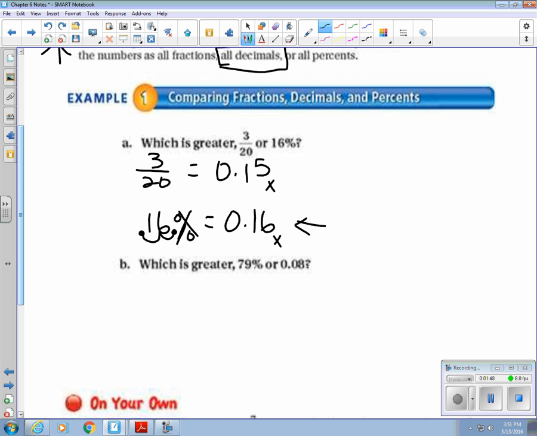But in my answer, I must always use the numbers the problem started with. I can't use the decimals that I just found unless we started with a decimal. If I started with fractions or percents, my answer has to have fractions or percents in it. So since 0.16 started as 16%, I can say that 16% is greater than 3/20ths, because 3/20ths was 0.15, but I have to use what the problem started with.